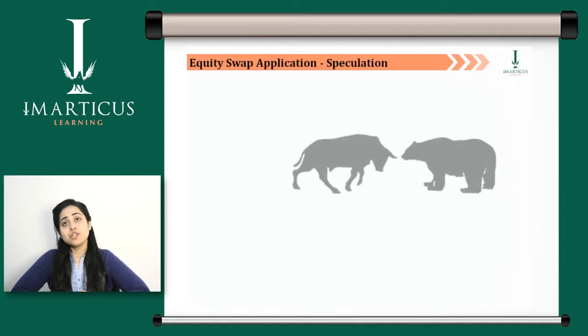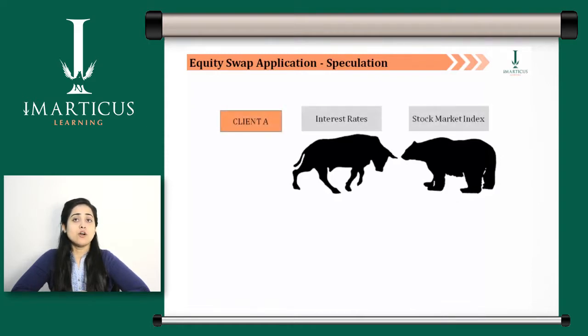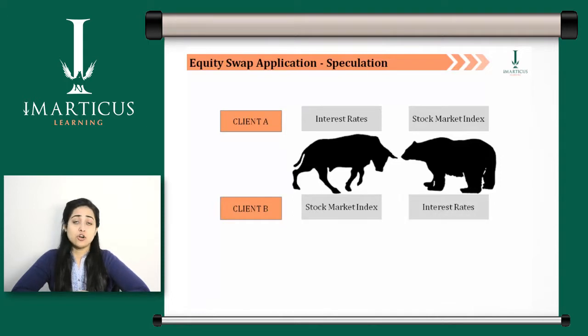Moving on to speculation as an equity swap application. When client A is bullish on interest rate of a country and bearish on stock market index performance, and client B is bullish on stock market index performance and bearish on the interest rates of the country, they can enter into an equity swap.